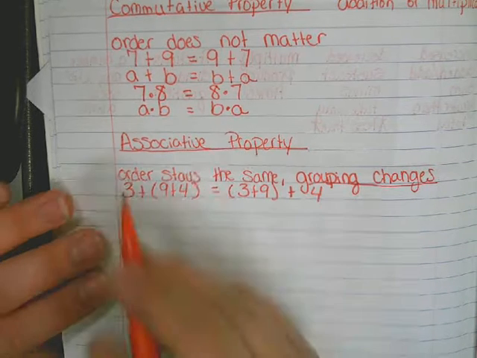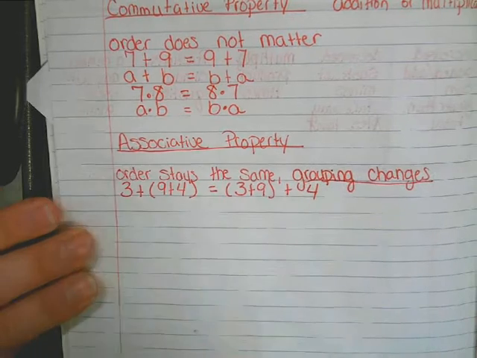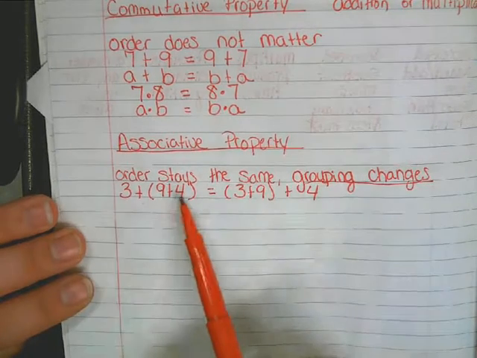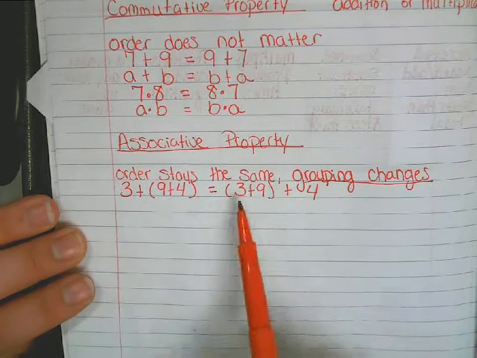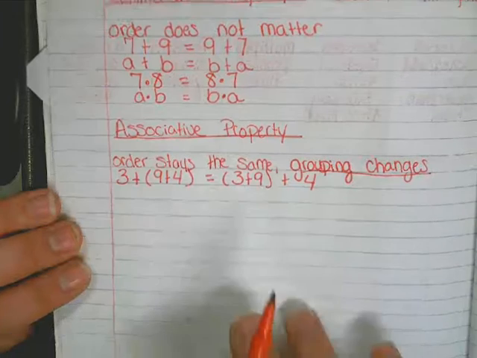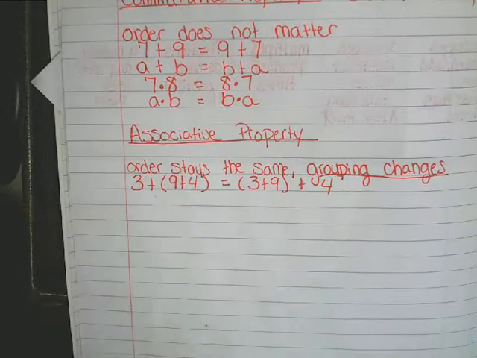Right? Your numbers stayed the same, because if I was to read this out loud without any parentheses, I'd have 3, 9, 4. What's on this side? 3, 9, 4. The same thing. Okay, so just the parentheses move. The numbers do not change.